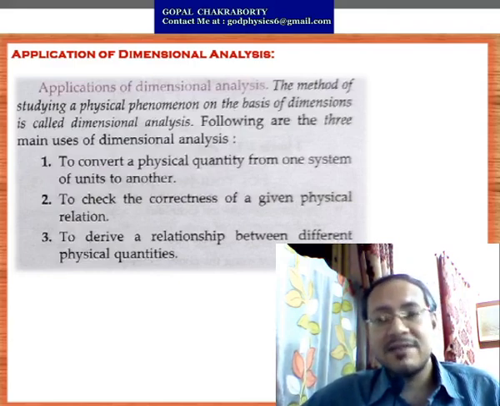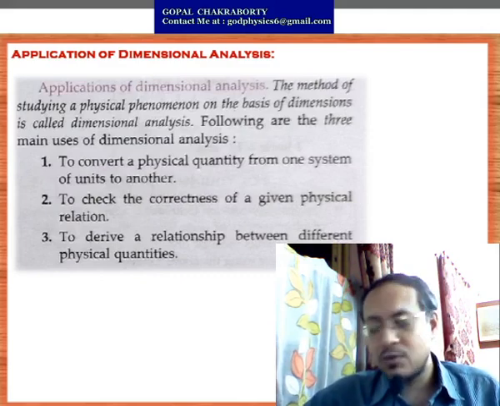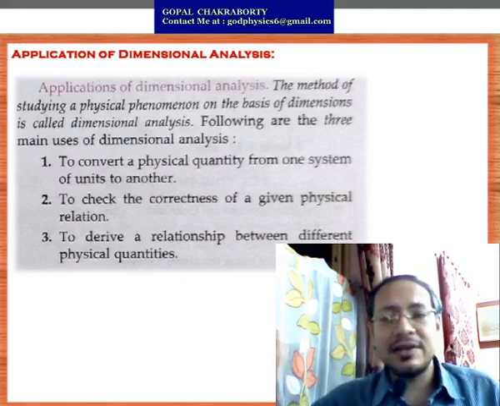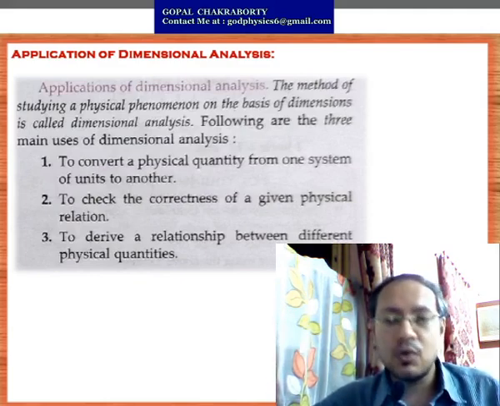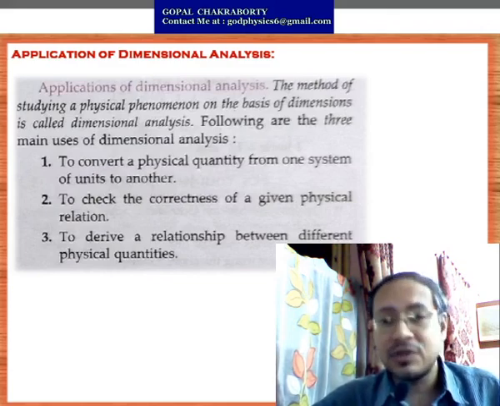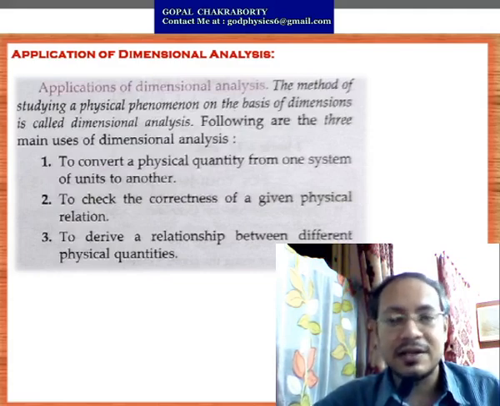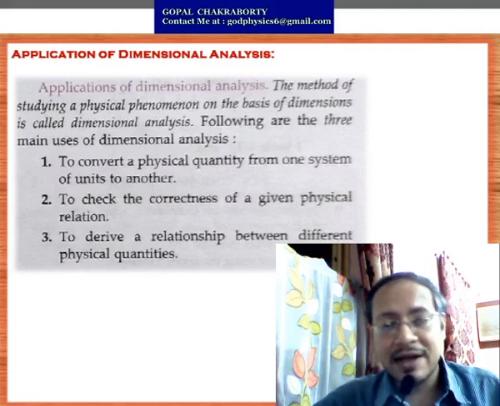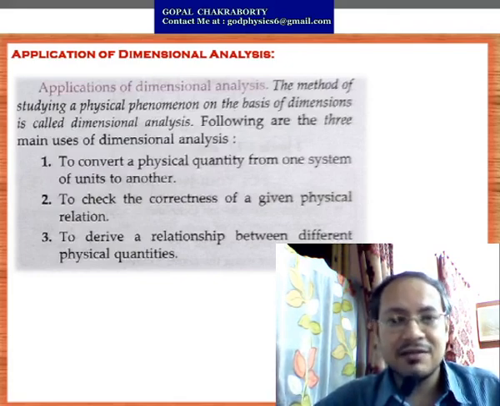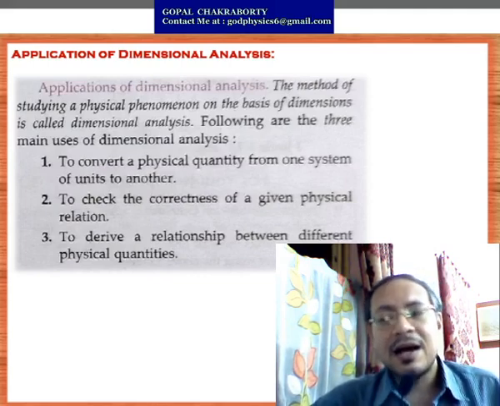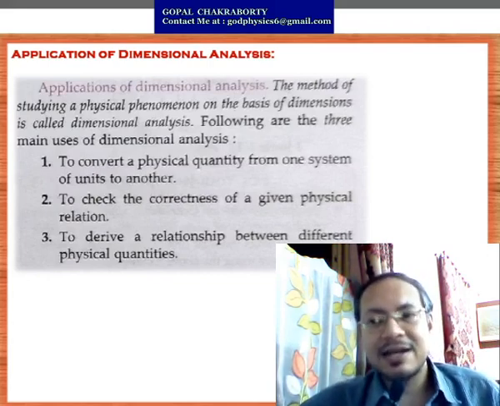And the last one, to derive a relationship between different physical quantities. You may not know the actual expression, it may be unknown to you, but if some relation of one physical quantity with another physical quantity is given, then by using dimensional analysis you can easily relate these physical quantities with some expression. So this is the third application of dimensional analysis, and you can use it on the basis of the benefits of dimensional analysis that I have discussed.